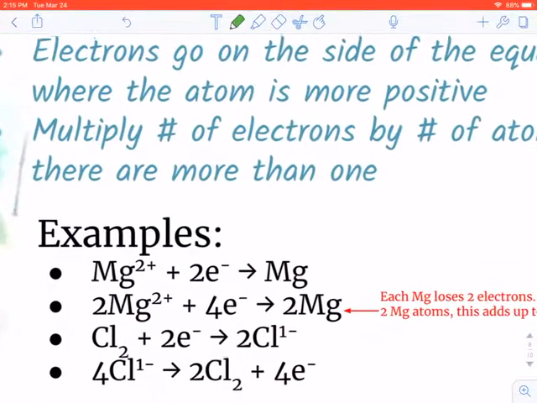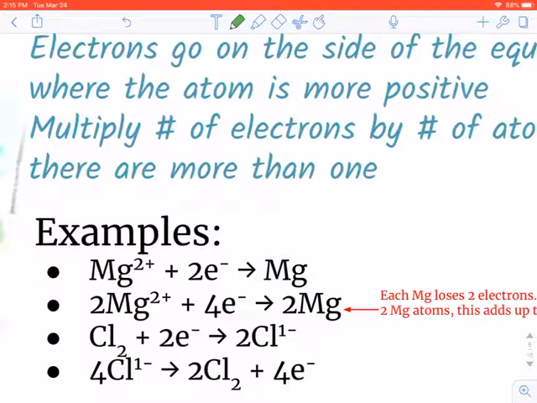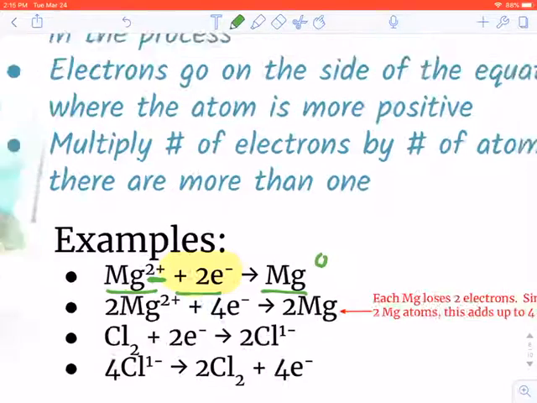So for example, if you're looking at magnesium with a 2+ charge, and you want to get it to pure, neutral magnesium, then you need to add 2 electrons to it. As a rule of thumb, the electrons that you write always go on the side of the arrow where the atom is more positive. In this case, the magnesium is +2 on the left and neutral, or 0, on the right, so that's why the 2 electrons go on the left side.